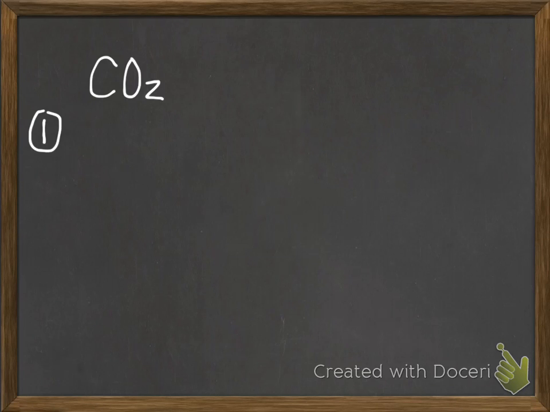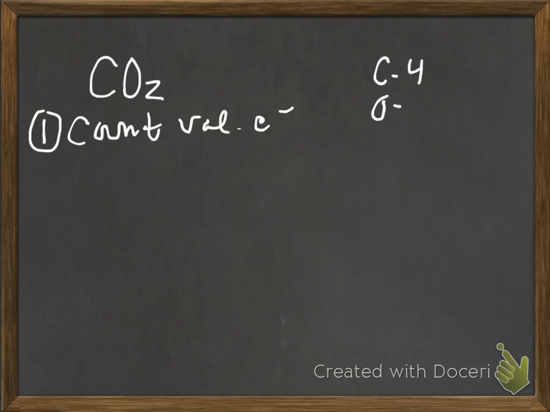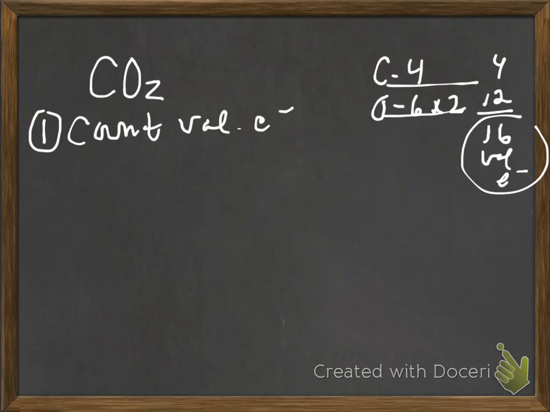So the first thing you're going to do whenever you are doing a Lewis structure via this method is count the number of valence electrons you're starting off with. Okay? So how many valence electrons does carbon have? 4. How many valence electrons does oxygen have? 6. And we have 2 oxygens. So we have 4 plus 12. We have 16 valence electrons that we need to finish with.